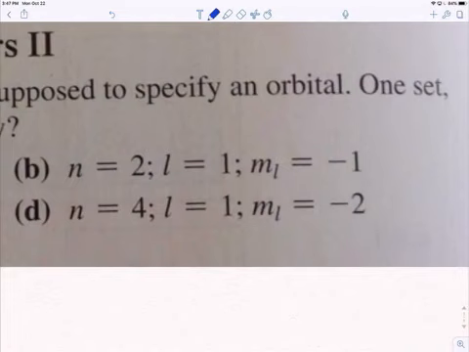Now for D, N equals 4. L can be 0, 1, 2, or 3. L being 1 is fine. If L is 1, M sub L has to be -1, 0, or 1. M sub L being -2 does not work, so D is the one that's erroneous.